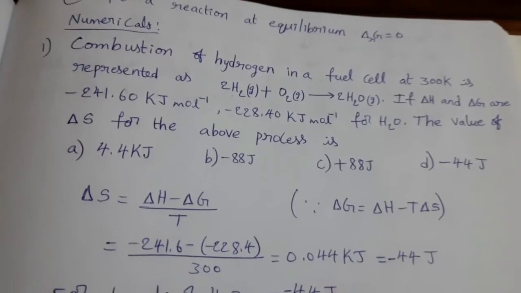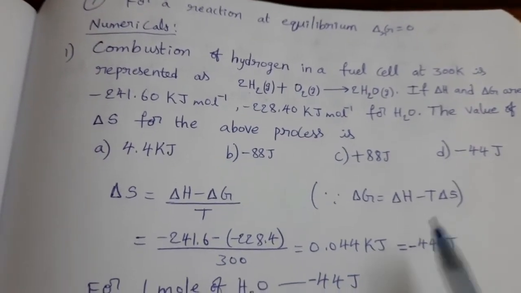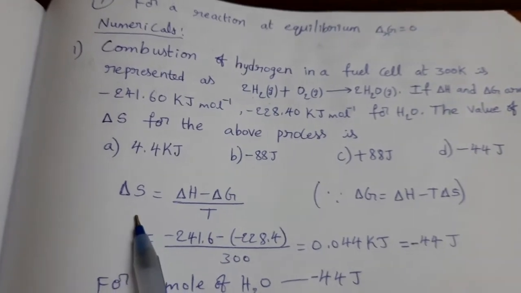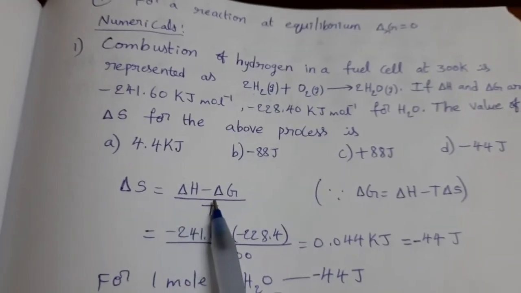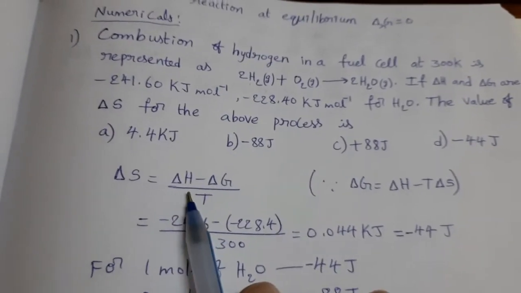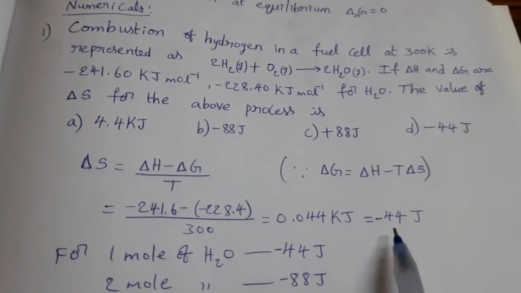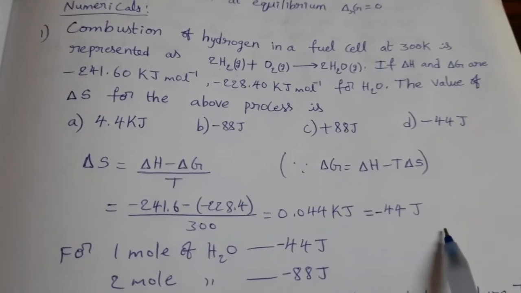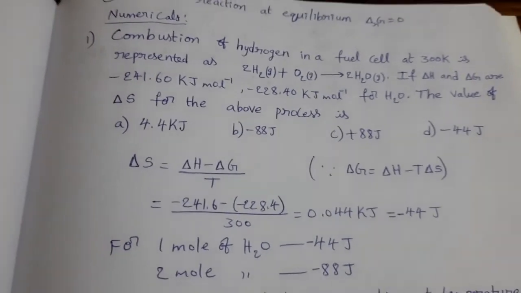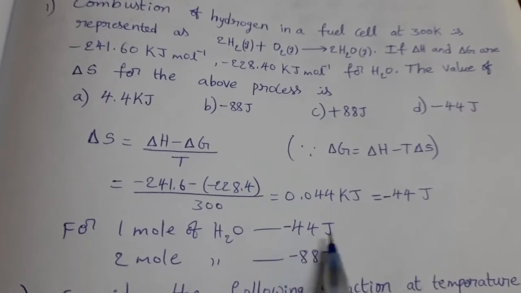So what is the formula? Delta G equal to delta H minus T delta S. From this, delta S equal to delta H minus delta G divided by T. Substitute delta H, delta G and temperature 300, then we can get this one. Minus 44 joules delta S. For 1 mole of H2O, minus 44 joules.